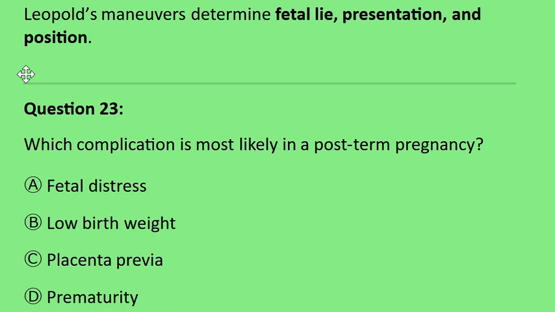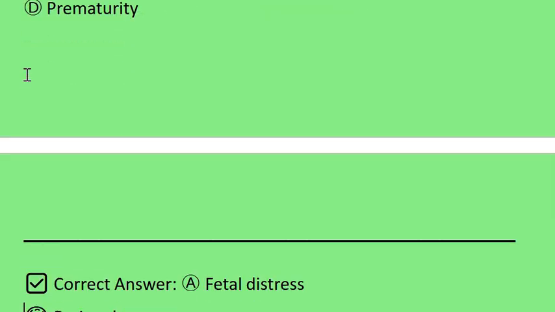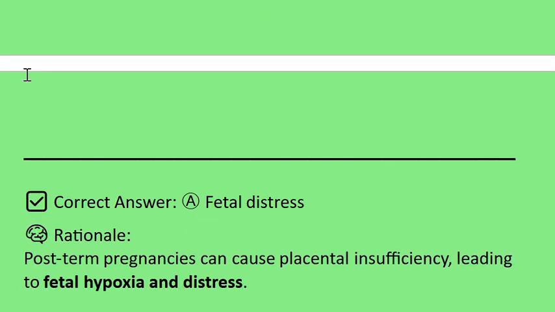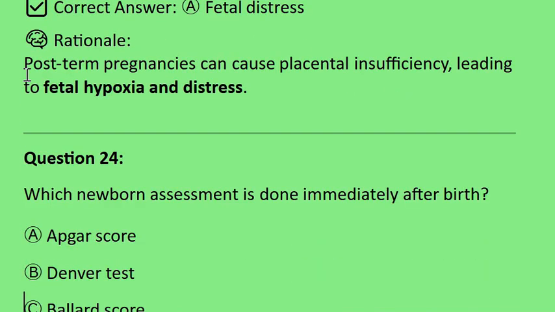Question number 23. Which complication is most likely in postterm pregnancy? Again, see the postterm pregnancy and complication. These are the keywords in the question. Read each option carefully, and for this question, the correct answer is option A, fetal distress. The rationale is postterm pregnancy can cause placental insufficiency leading to fetal hypoxia and distress.